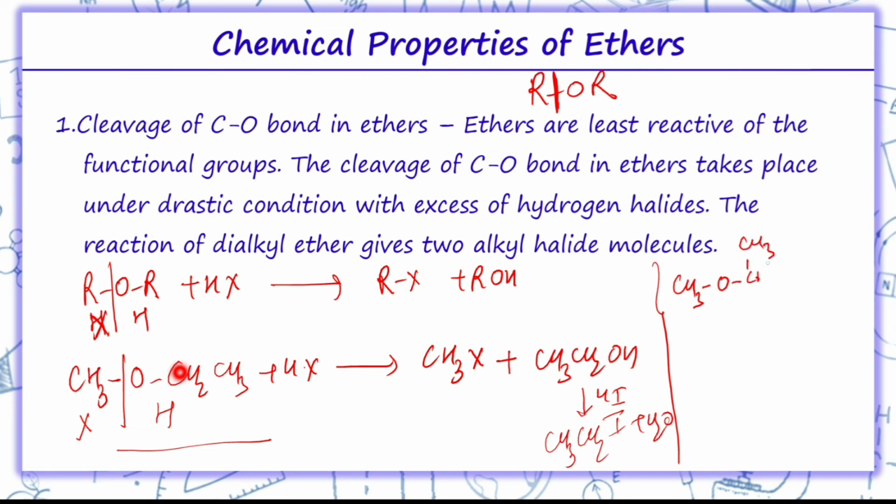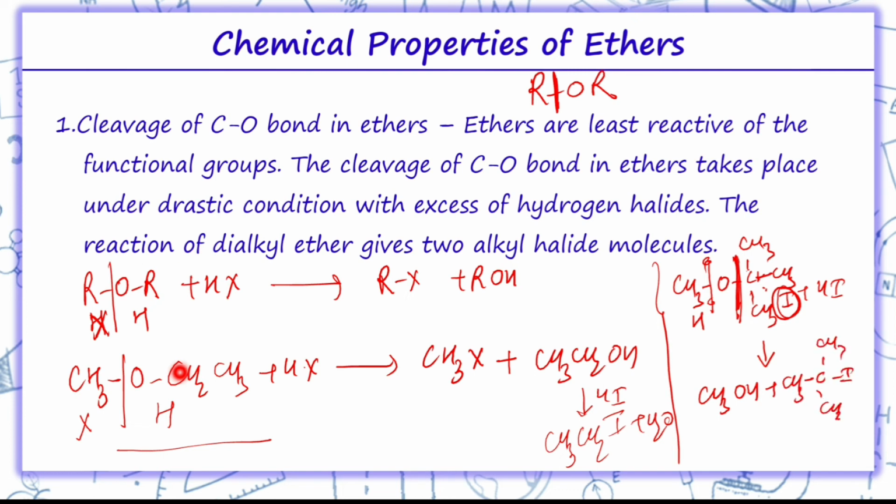In the same case, if we have a tertiary ether, like CH3O and here C(CH3)3, when HI reacts, this bond is broken, because the tertiary carbocation is the most stable one. So over here this bond breaks and I comes over with the tertiary butyl group and here H comes. So the product formed is CH3OH plus (CH3)3CI. So this is how the cleavage of the C-O bond takes place in ethers.